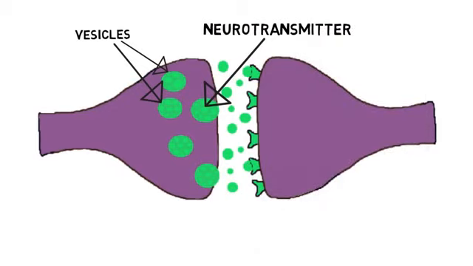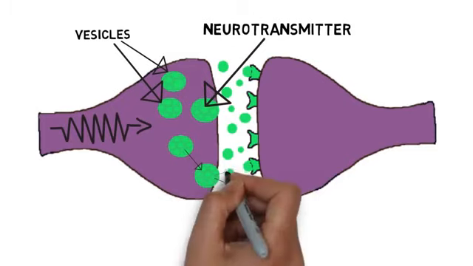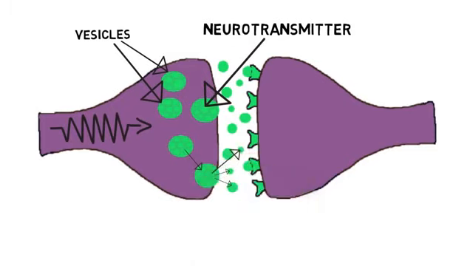When the presynaptic neuron is excited by an electrical signal called an action potential, this causes the vesicles to fuse with the presynaptic membrane and release their contents into the synaptic cleft.